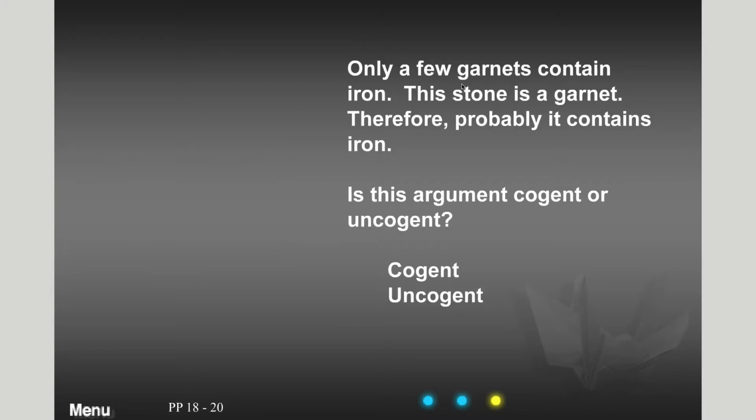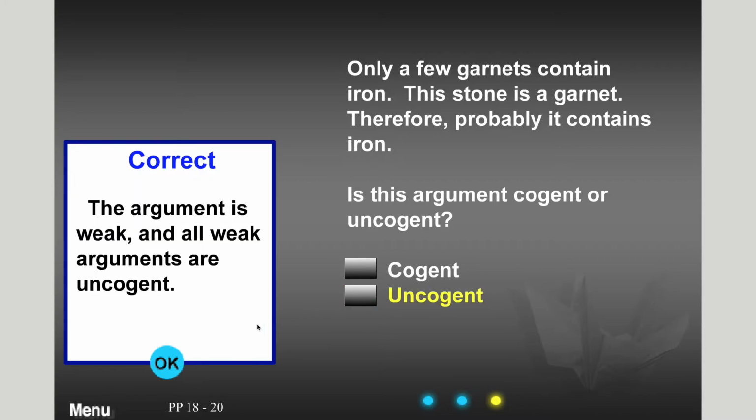Only few garnets contain iron. This stone is a garnet, therefore probably it contains iron. Well, we've already seen it's a weak argument, therefore we don't need to go any further. We don't have to ask whether these are true or not. We just say that they're uncogent, right? Once we know the argument is weak, step 2, uncogent. Done.